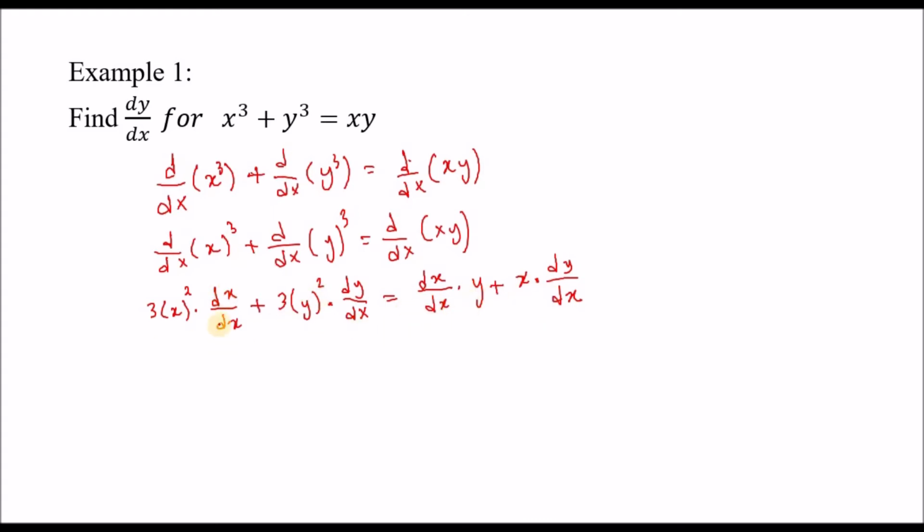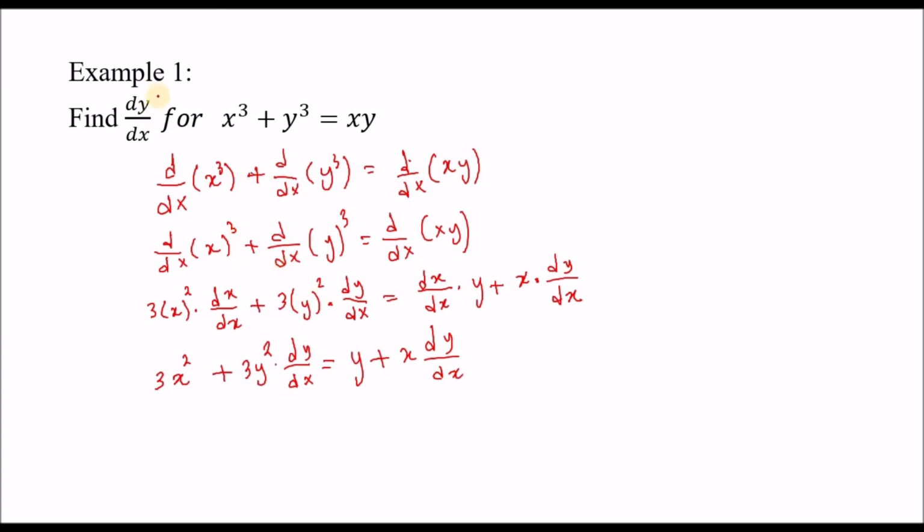I know that dx over dx, the derivative of x with respect to x, is equal to 1. So I'm going to replace that with 1, and I'm going to make this expression a little bit neater. So I will have 3x to the second power times 1. I'm not going to write it down, plus 3y to the second power times dy over dx equals dx over dx is 1. So I will have y plus x dy over dx.